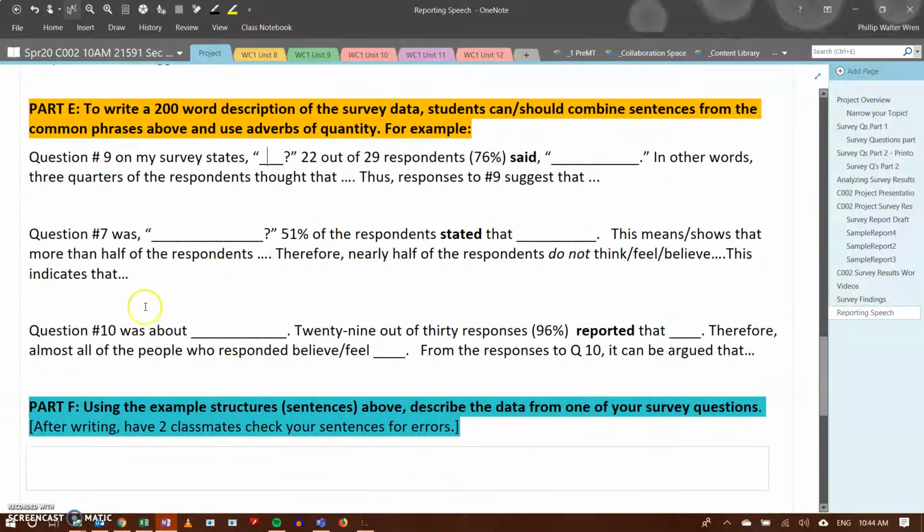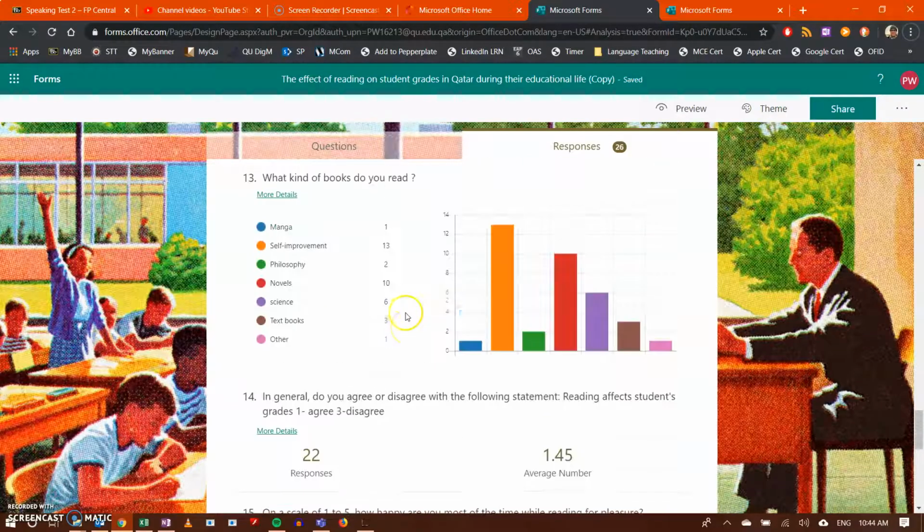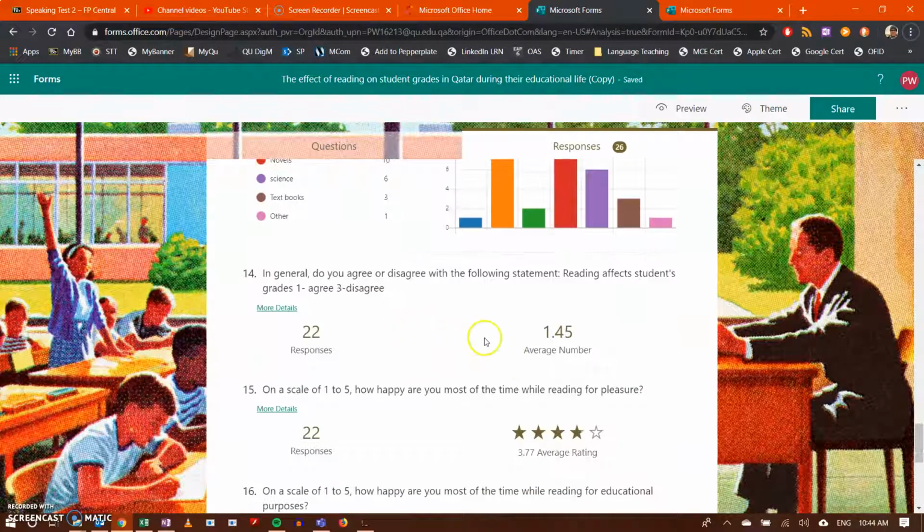Let's have a look at another example. Question 7 was blank. 51% of the respondents stated that. This means or shows that more than half of the respondents, therefore nearly half of the respondents, do not think or feel or believe. And this indicates what? So let's have a look at a different question. Okay?